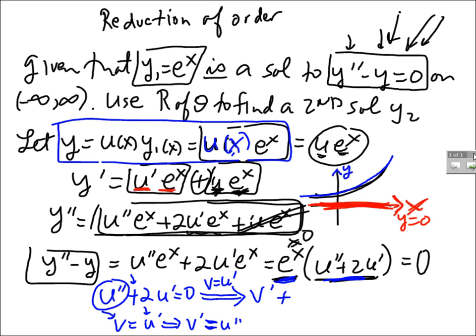plus 2 times u prime, which is v, equals 0. Okay, that's our reduction of order. We went from the second degree differential equation to a first degree. And this first degree is pretty simple to solve. V prime plus 2v equals 0.